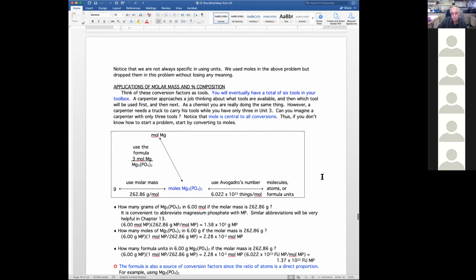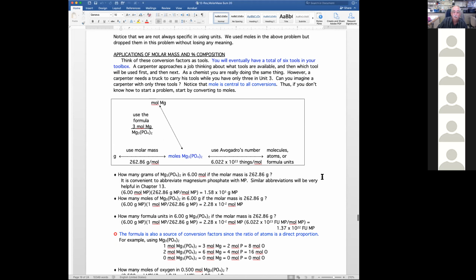So for exam 3, we're going to have 3 tools in our toolbox. You've used this several times before. We've used this a couple times before. We've used this a couple times before. And so what's in the middle of everything, if you want to go from here to here or from here to here, you got to go to moles.